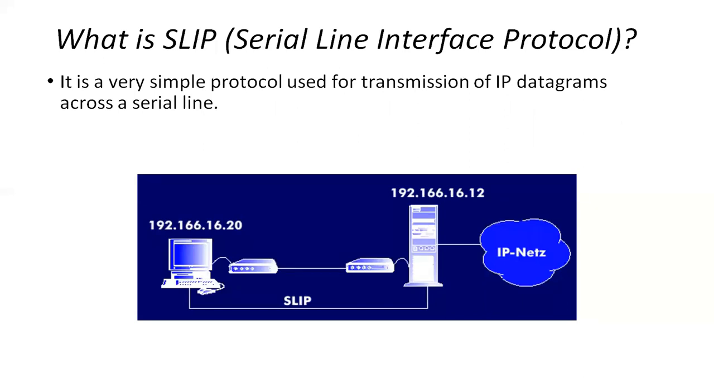What is SLIP or Serial Line Internet Protocol? It is a very simple protocol used for transmission of IP datagrams across a serial line. Serial Line Internet Protocol is a simple protocol that works with TCP/IP for communication over serial ports and routers. They provide communications between machines that were previously configured for direct communication with each other. For example, a client may be connected to the internet service provider with a slower SLIP line.